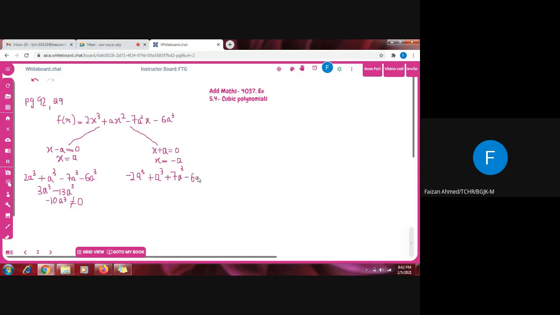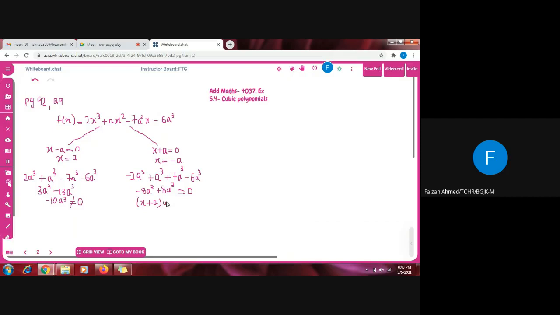And now I can see that there is minus 6a cube and minus 2a cube will become minus 8a cube, and plus a cube and plus 7a cube will become plus 8a cube, which is coming out to be 0 because they will both cancel out and my answer will be 0. So I can say that since the remainder is coming out to be 0, x plus a is a factor of this given polynomial, which is a cubic polynomial.